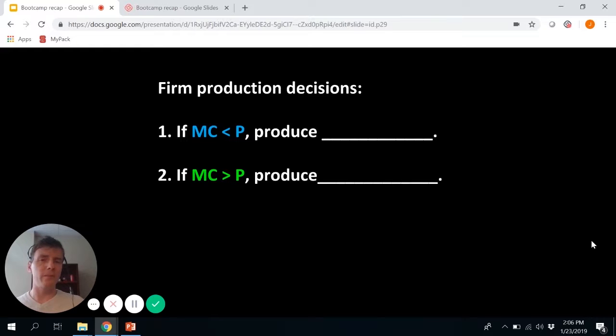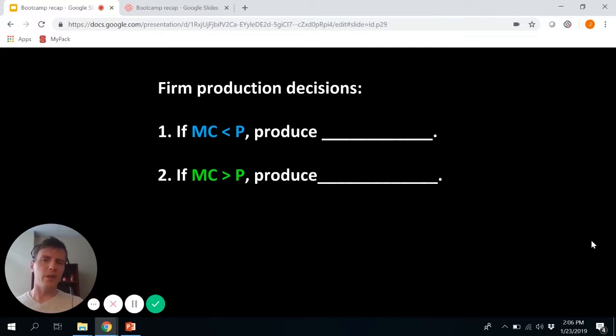Because we know that the amount of goods that a power plant should produce, in theory, if we're going to adhere to this microeconomic principle of maximizing profits, is that whenever their marginal cost is less than the product price, they should produce one thing. And whenever the marginal cost is greater than the price, they should produce another amount. So let's try to fill in the blanks here.